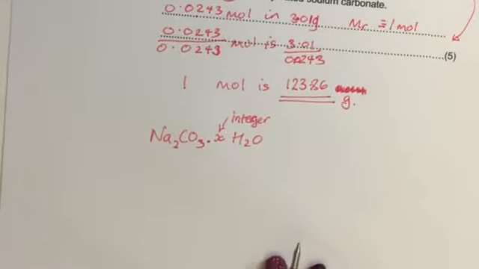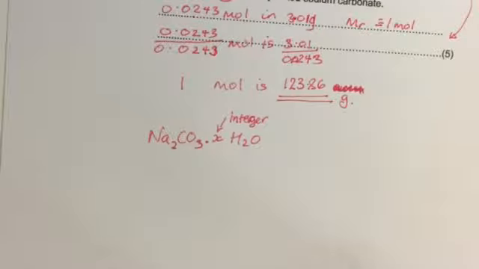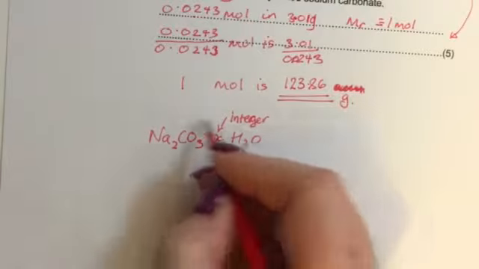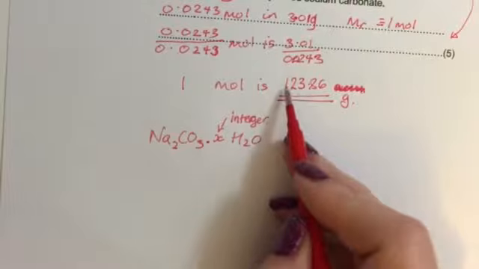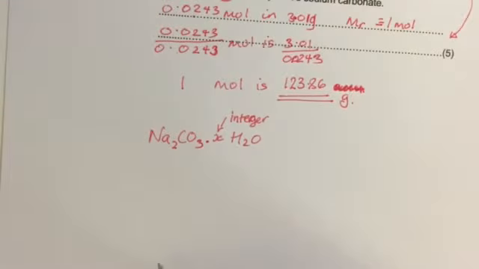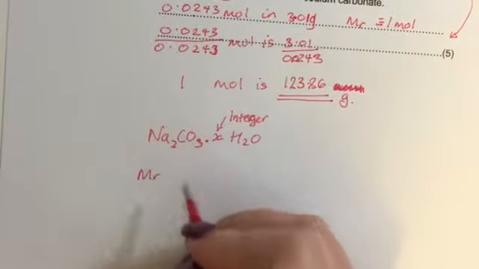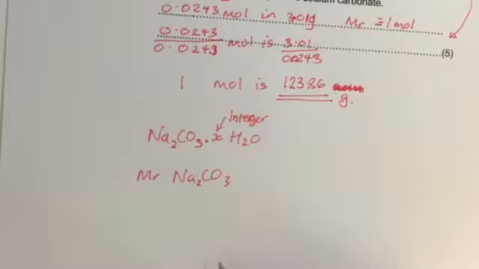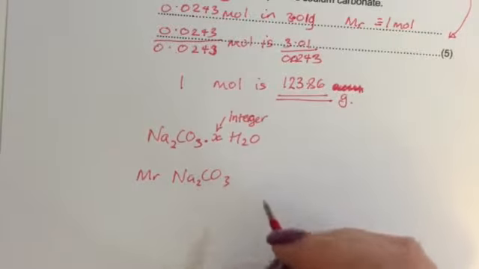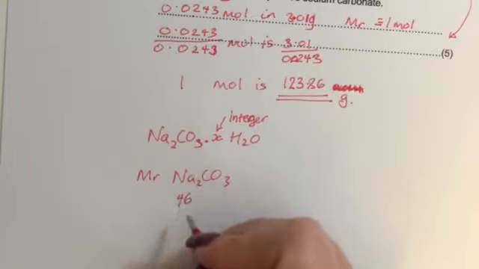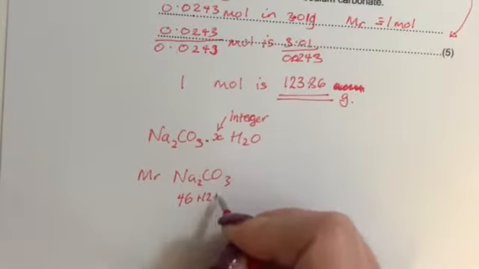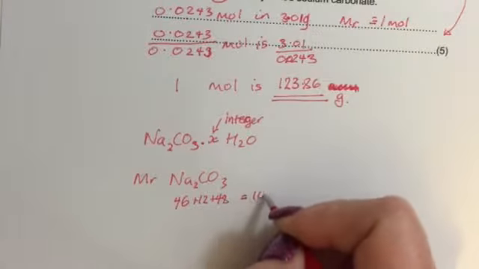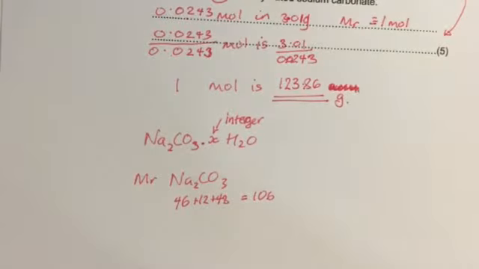And sometimes exam questions will ask you to do it, and it seems scary, but it's not, because look at this. We know that 1 mole of the hydrated crystals, in other words, this whole thing with this water in it as well, is 123.86 grams. Okay, if we work out the relative mass of just sodium carbonate on its own with no water, then let's figure it out now. 2 lots of sodium is 46. Then we've got a carbon, and then we've got 3 lots of oxygen, which is 48. And if we add all those together, you get 106.